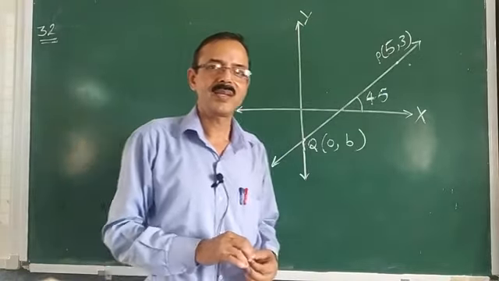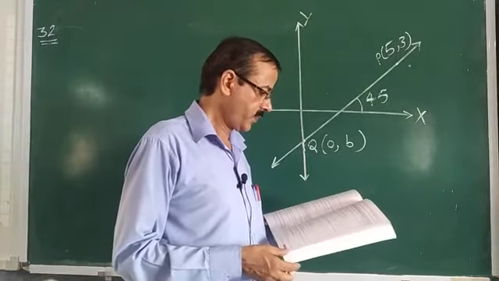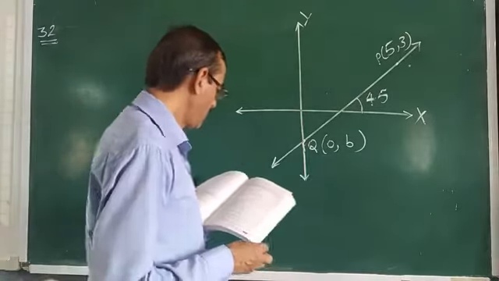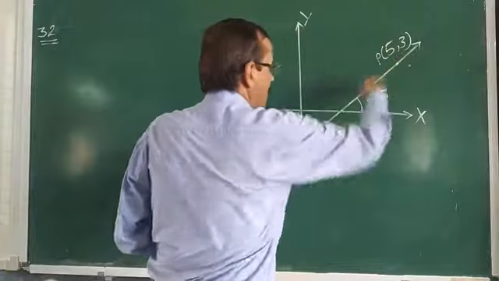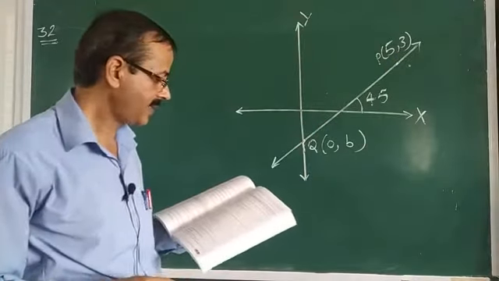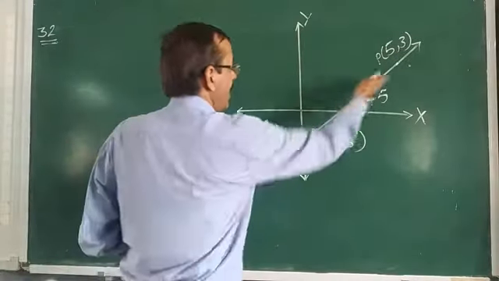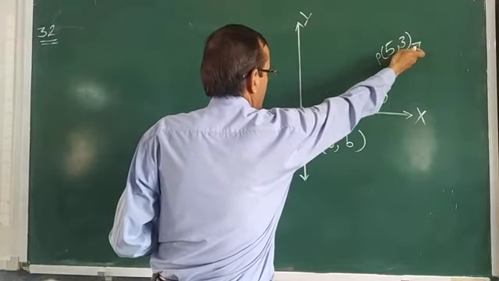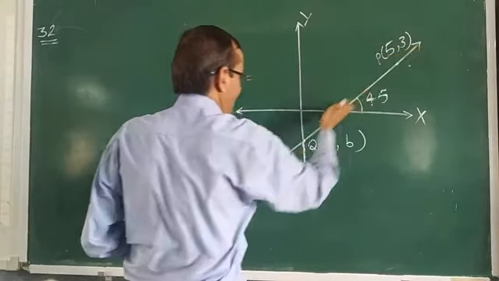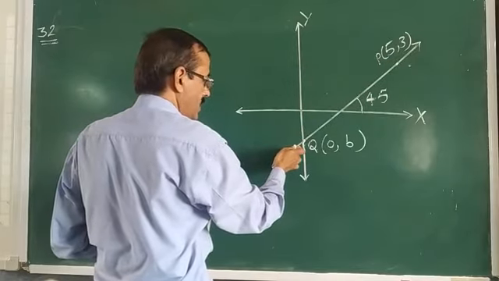So let us start mathematics of exercise 12.1 from the equation of a straight line. Question number 32, I selected; the figure is already given here as in your book. In this question, the line through P(5,3) intersects the y-axis at Q. This line passes through point P and intersects the y-axis at Q.